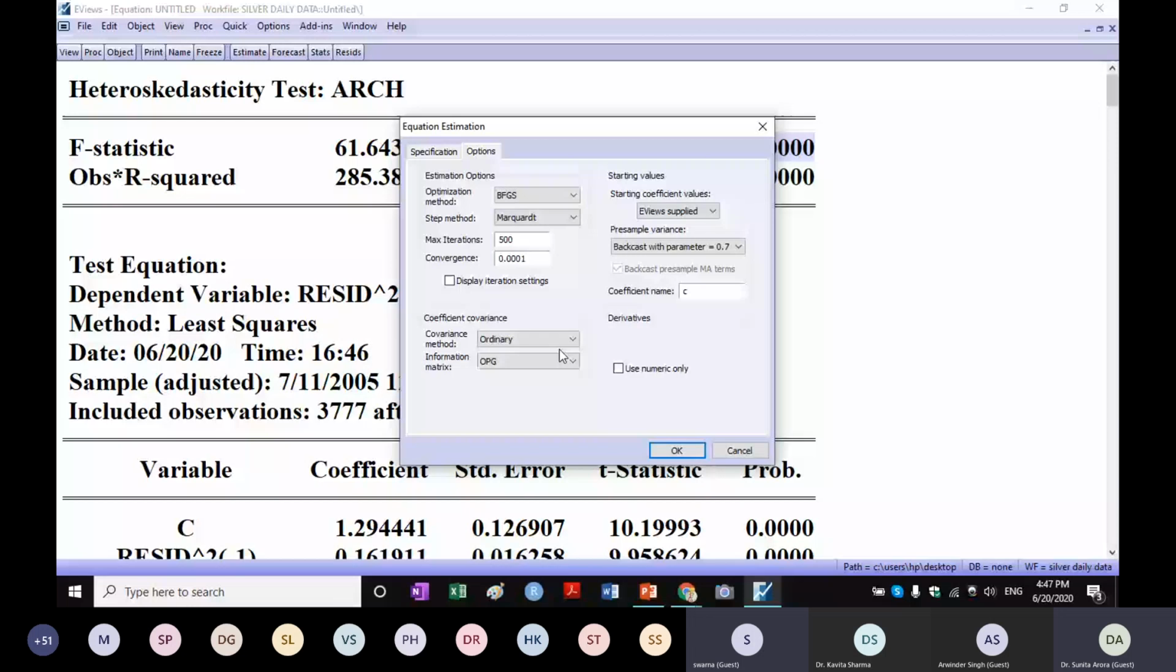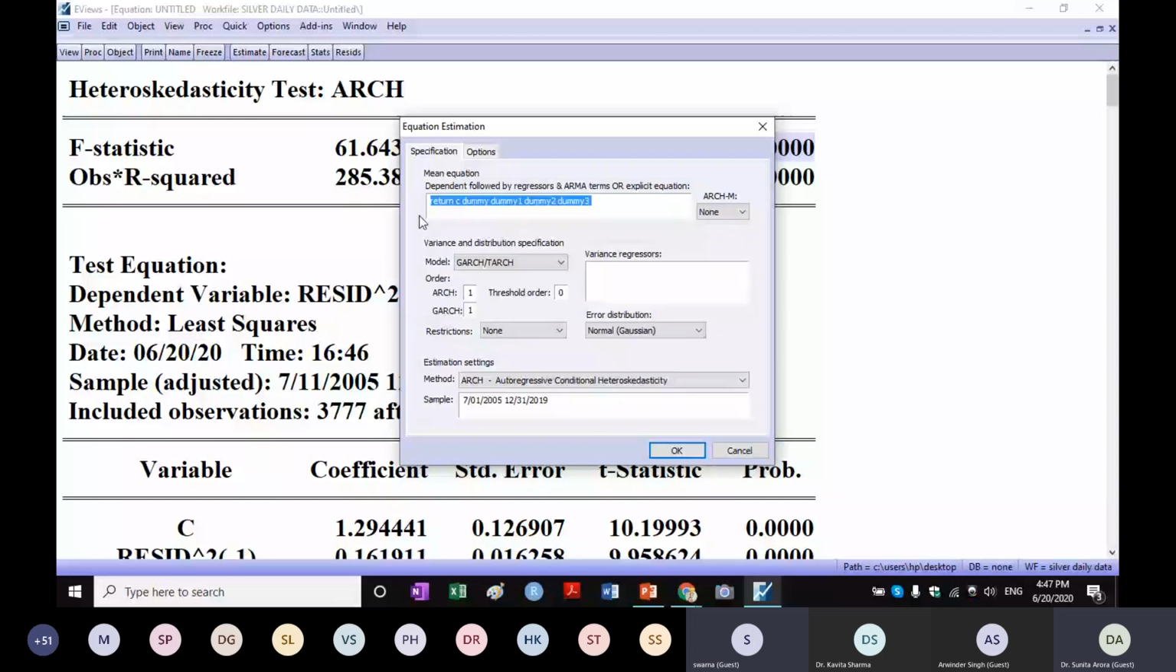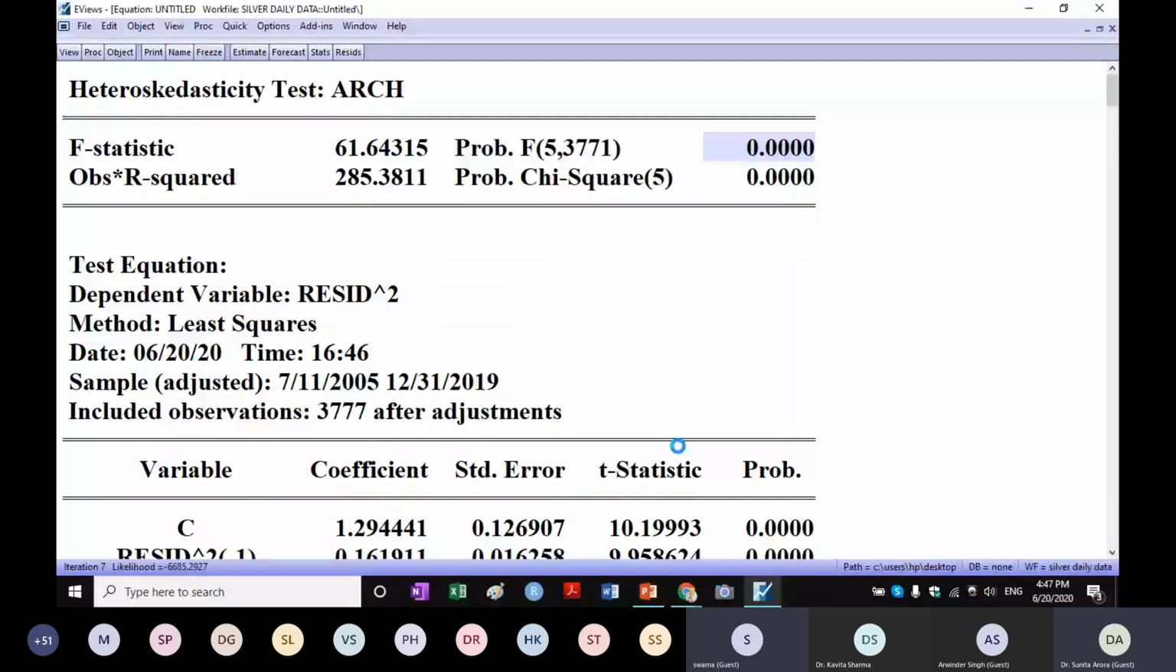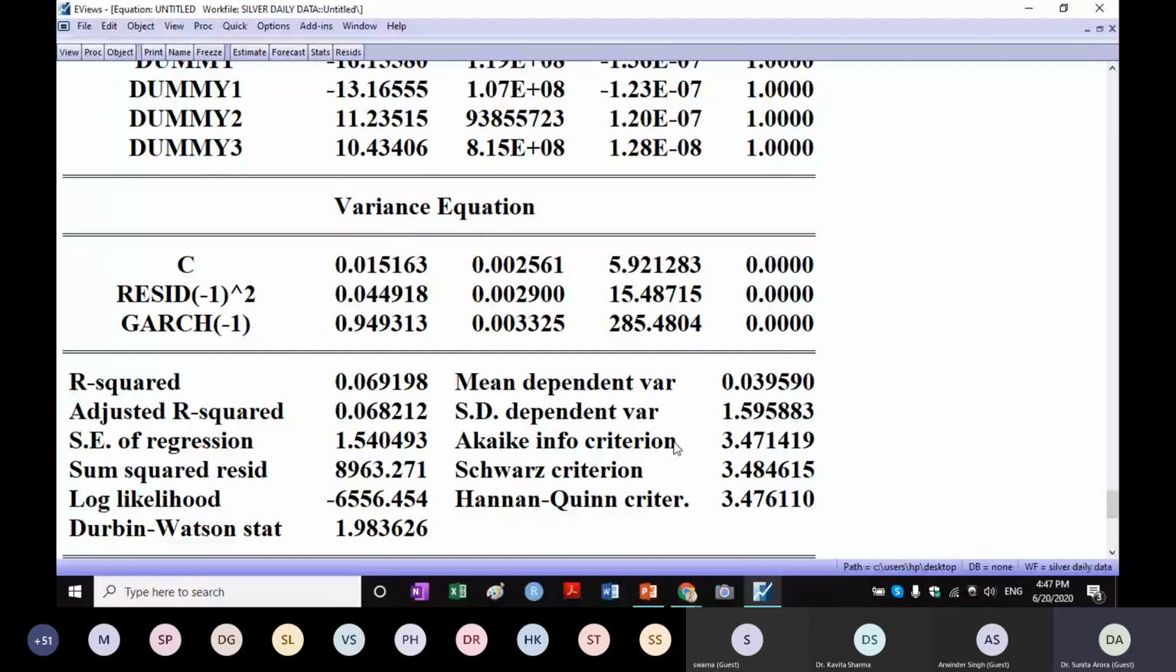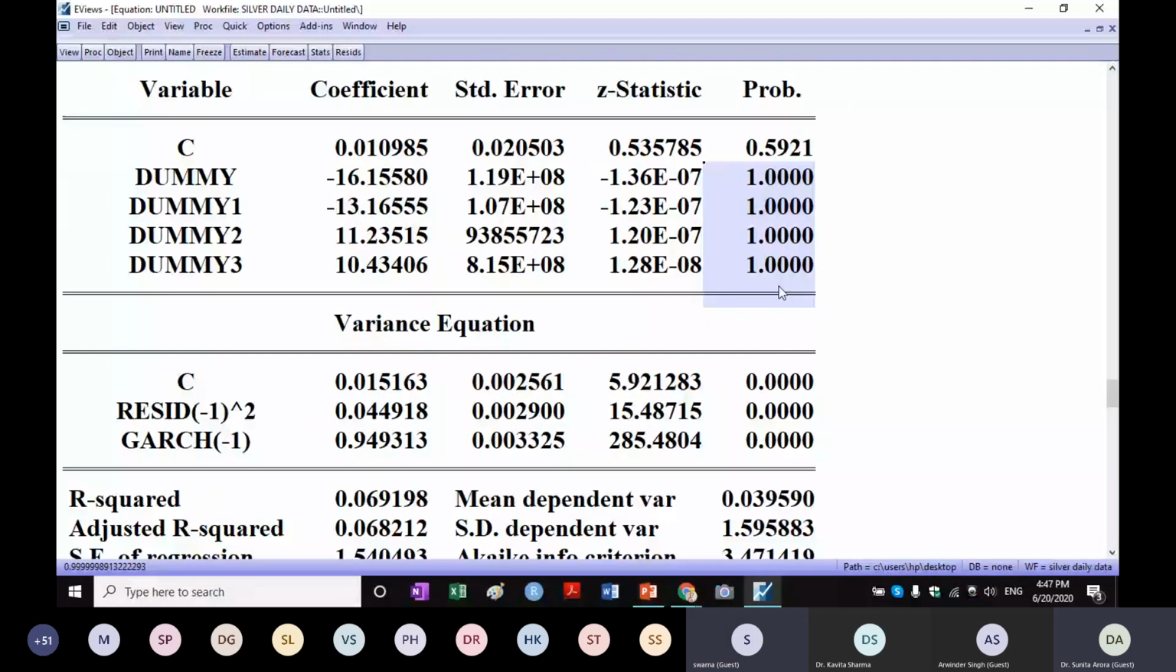Specification. I'm not including any regressor. Okay, these are the results. Now, if we apply the ARCH model, the dummies are not significant. So, we may remove the dummies after applying the ARCH effect.